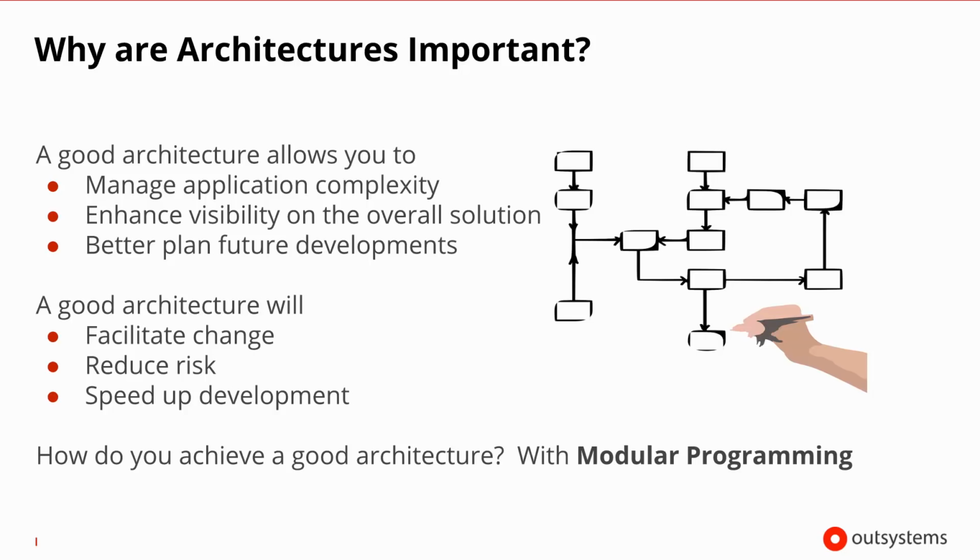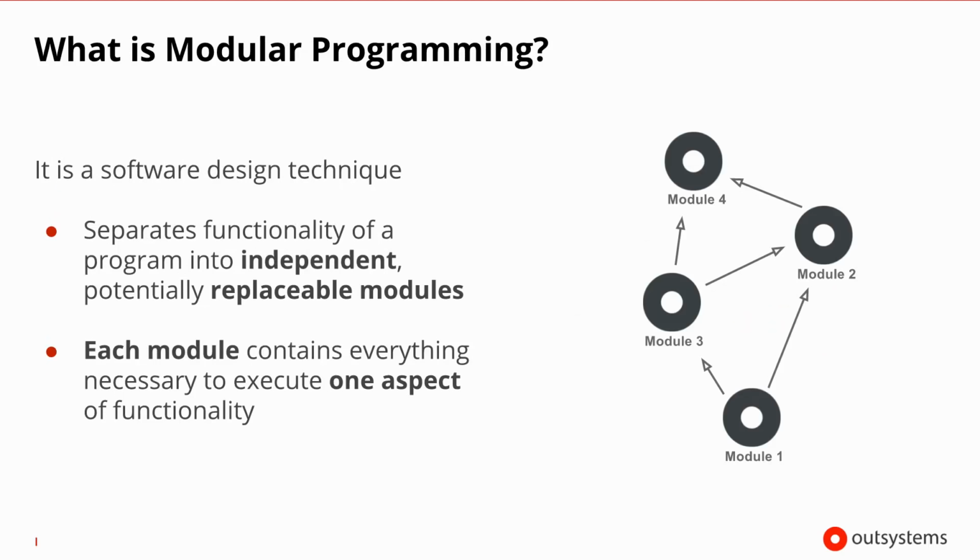So how do you go about achieving a good architecture? It is important to think in a modular way when you're developing code. So what is modular programming? It's a design technique that separates the functionality of a program into independent modules. Each module in turn contains all of the code, all of the logic, all of the data to carry out one specific function or one aspect of the functionality that your application has. So it's a divide and conquer approach.